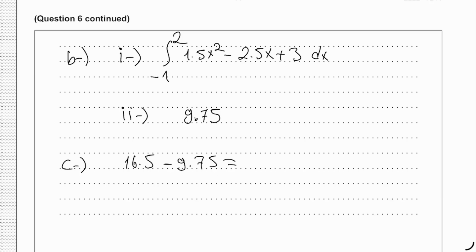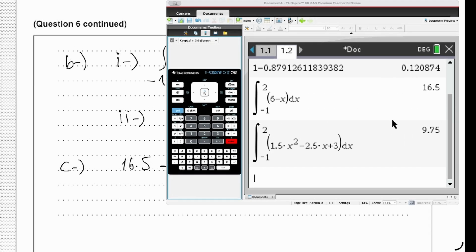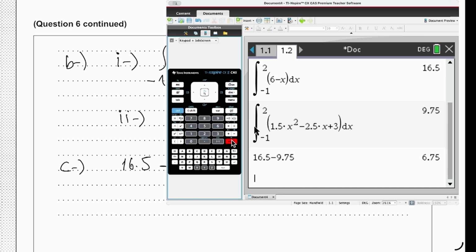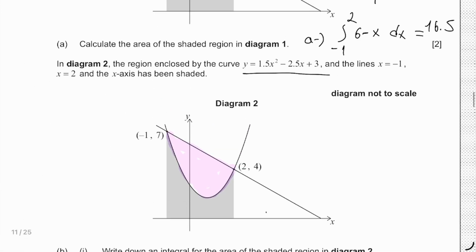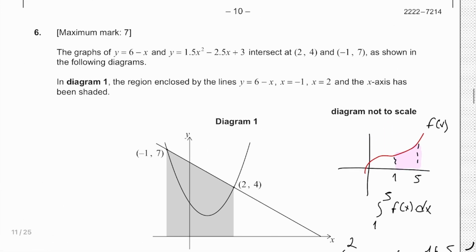And it will be 16.5 minus 9.75. 6.75 will be our answer. That's all about question number 6.